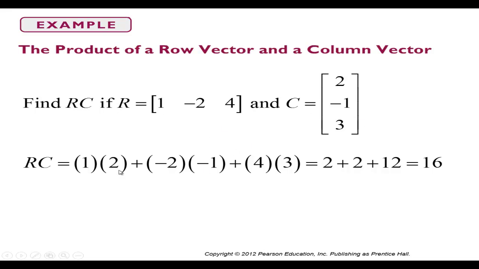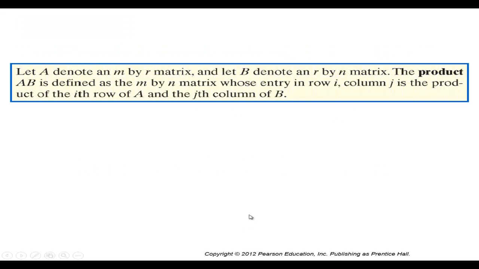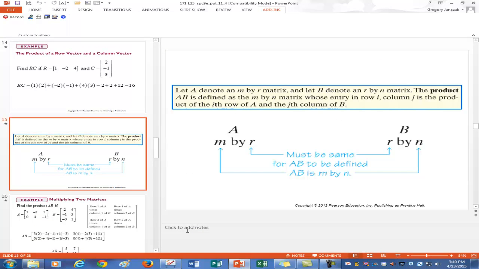And so 1 times 2, that's 2. Negative 2 times negative 1, that's positive 2. 4 times 3 is 12. And then you add all three of them together, and you get 16. So let's take a look at another way to illustrate this.